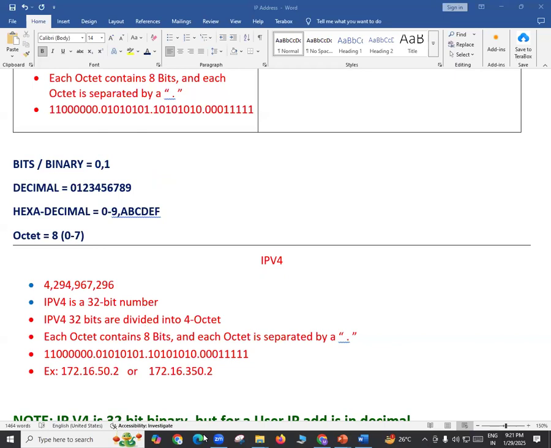And my friend, the basic of IP address is binary number. If you know the concept of binary number, literally you can understand everything in IP address. Binary number to decimal number, decimal number to binary number is the most important part of our IP addressing, my friend. Got it? So let us keep the binary number here. This is 0 and 1. That is your binary concept.